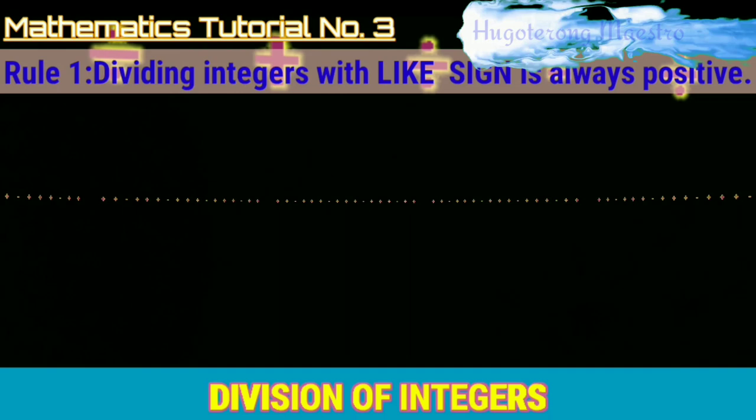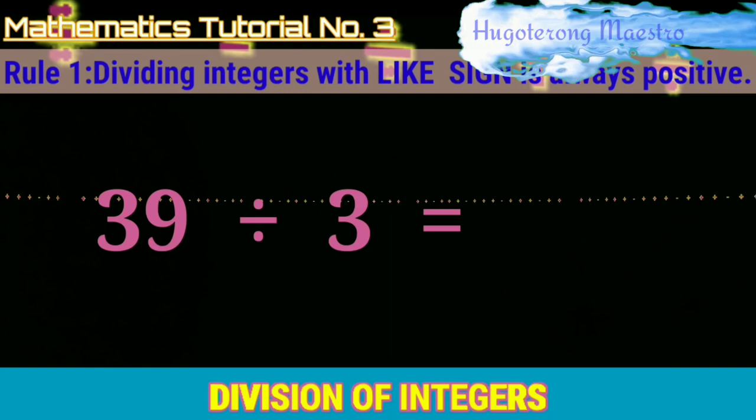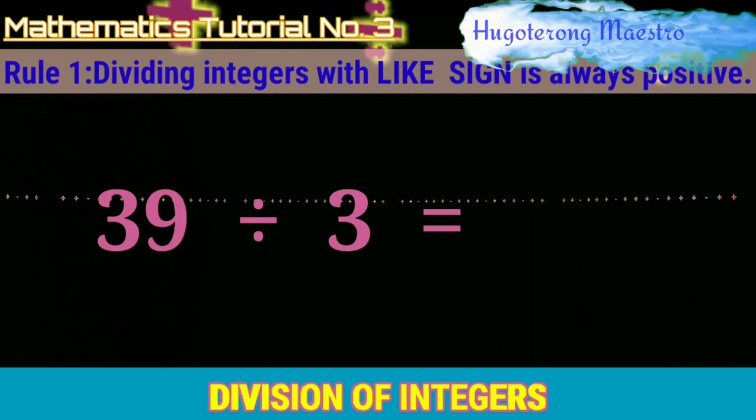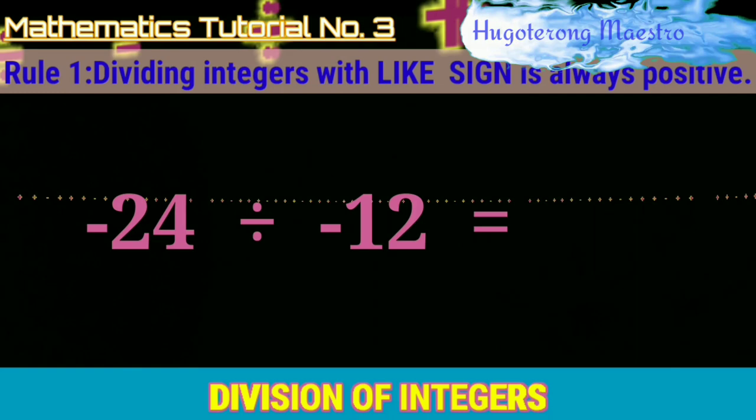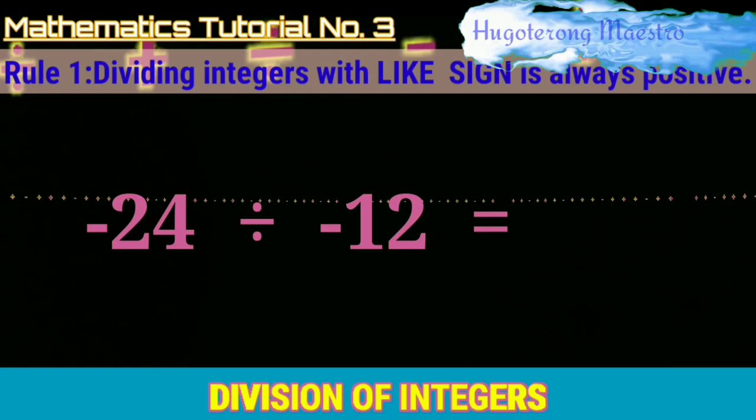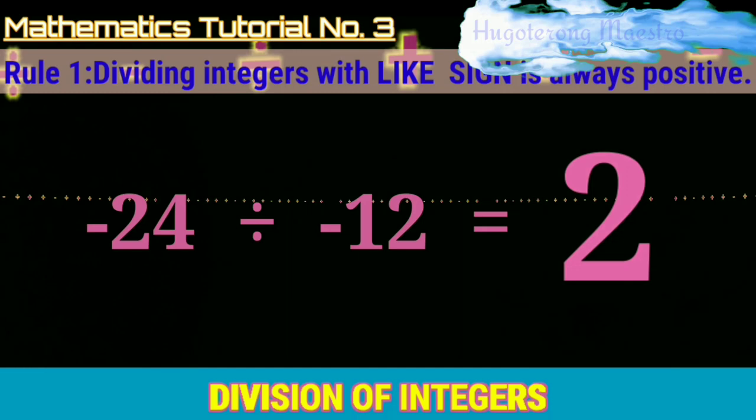And now, let's have positive 39 divided by positive 3. So, according to the rule, kapag parehas ang sign, our answer must be positive. Therefore, our answer is positive 13. Negative 24 divided by negative 12. Huwag na huwag niyong kalimutan ang rule na kapag nag-divide tayo ng numbers na parehas ang sign, ang sagot ay positive. Therefore, our answer is positive 2.